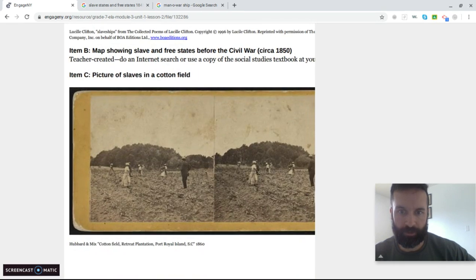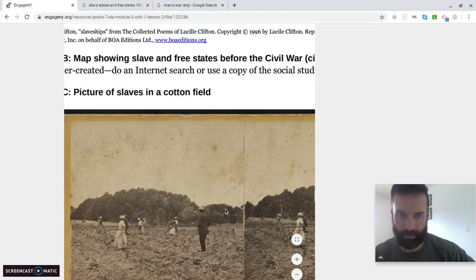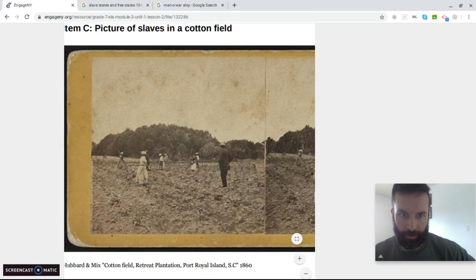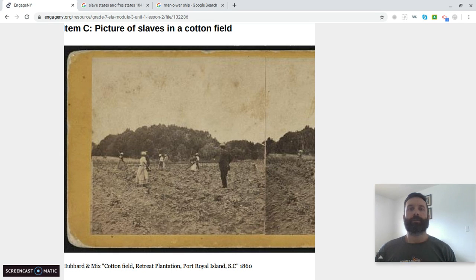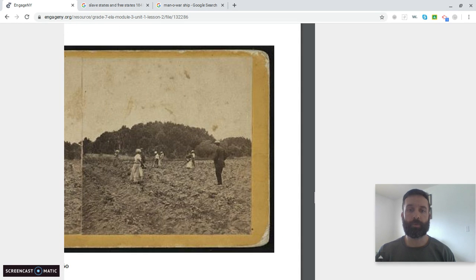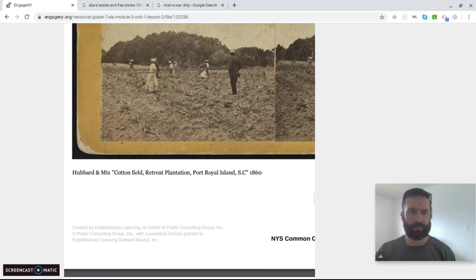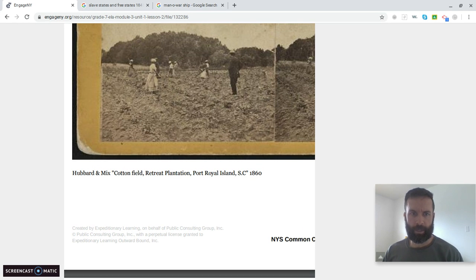All right, here are some pictures of slaves in a cotton field. Let's see if I can bring this in even closer for you. Let's give you some time there. You can always pause to take a look at it. I don't want to take up too much time in the video here. The photography credits go to Hubbard and Mix, entitled Cotton Field, Retreat Plantation, in Port Royal Island, South Carolina, in 1860.